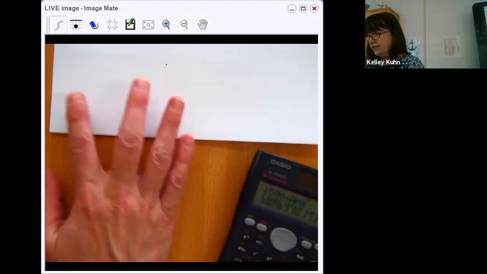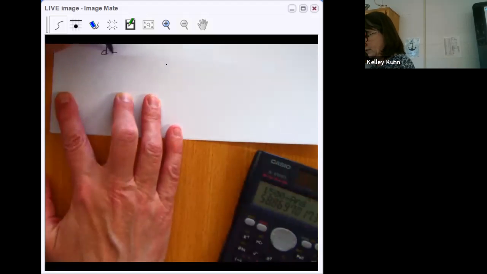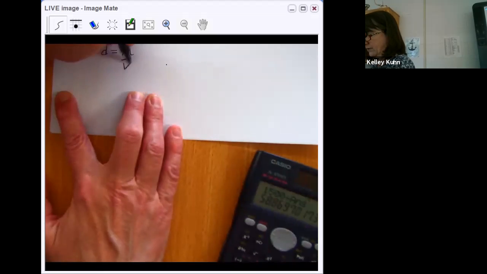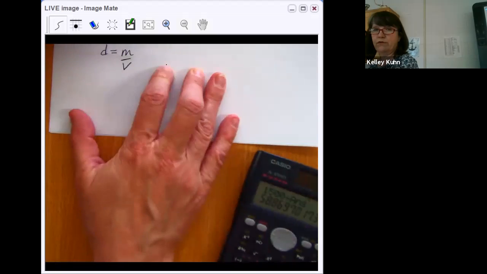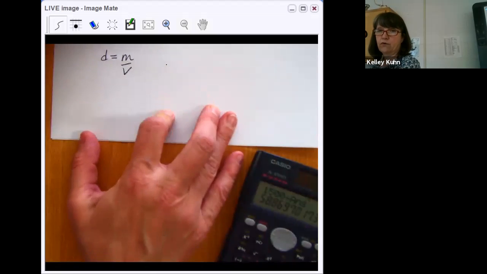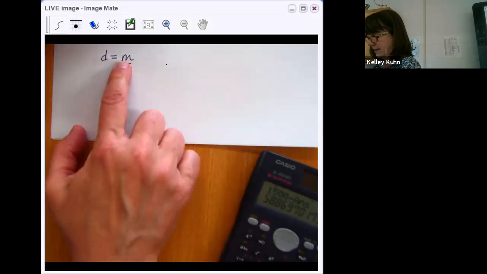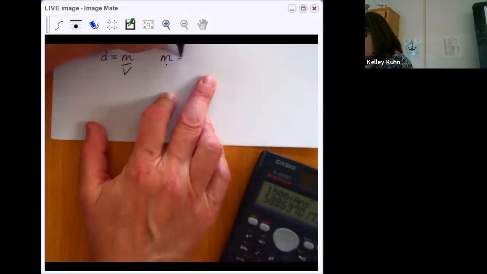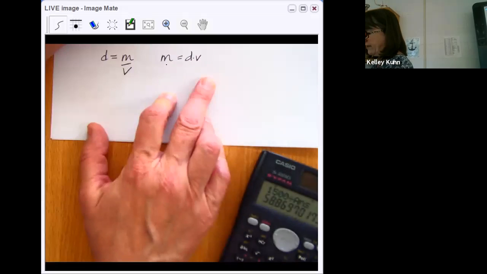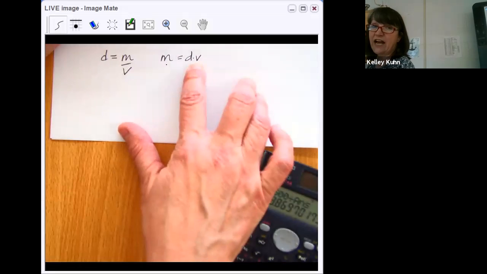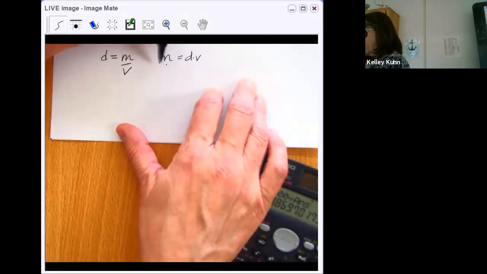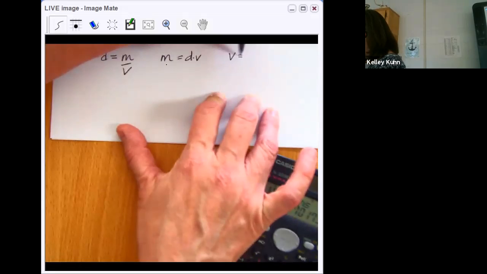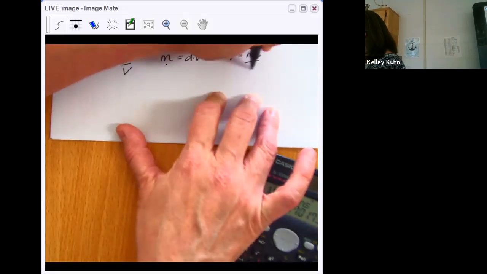So the only other formula that we've been using right now is the density formula. And so remember, the density is just mass divided by volume. And you can rearrange this to solve for mass. If I wanted to get mass by itself, I'd simply multiply both sides by volume. So mass is equal to density times volume. And then lastly, I could isolate volume by dividing both sides by density. So volume is equal to mass divided by density.